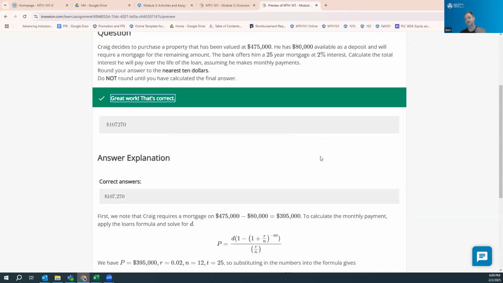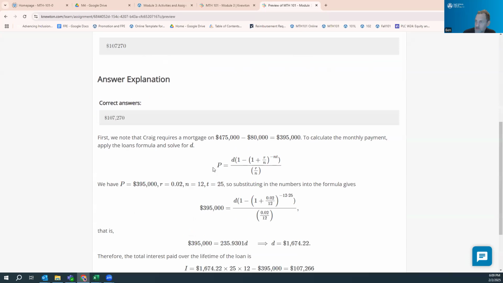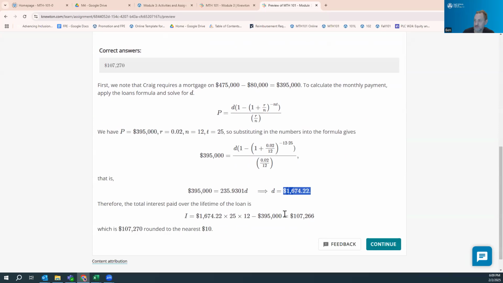Bingo, bango. Got it. And again, they're using this fancy formula to get to the payment. And you can see that they multiplied by 12 by 25 and then subtracted out the 395. So rounding it to the nearest $10.